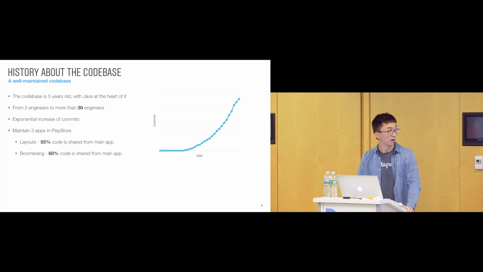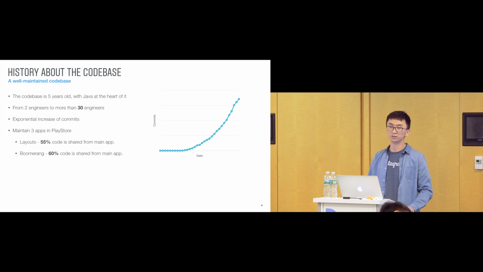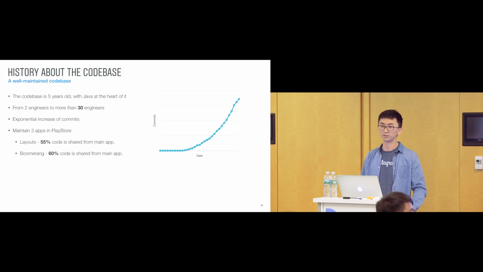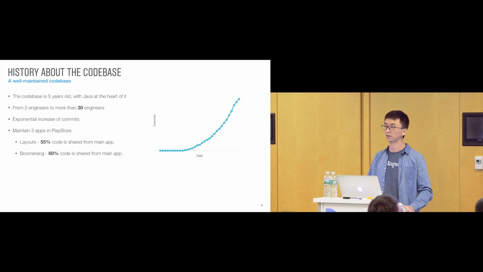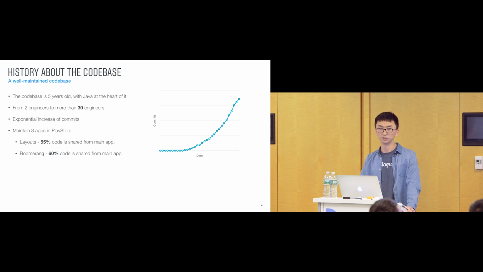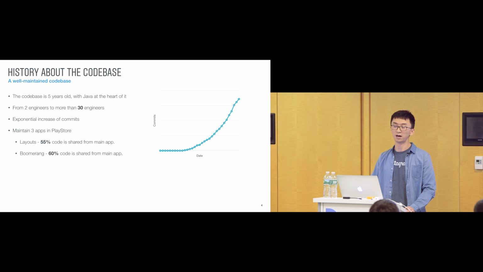And I also want to mention that as an Instagram Android team, we do not only maintain the Instagram Android app, we actually have multiple apps on the App Store. Right now in the United States, we have Layout, Boomerang, and Instagram on the market. And the thing I want to point out here about the code base is that those small apps share a lot of code from our big Instagram mother app. For Layout, it shares more than 55%, and for Boomerang, it shares more than 60%.